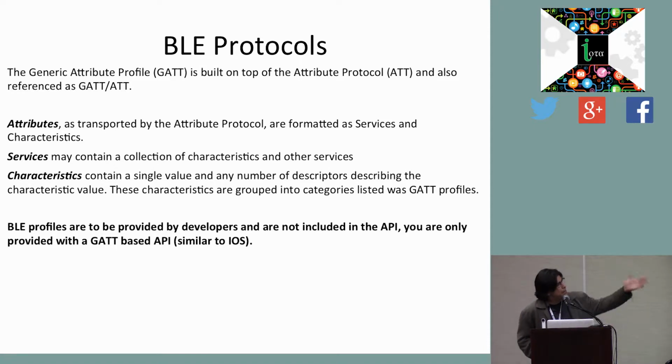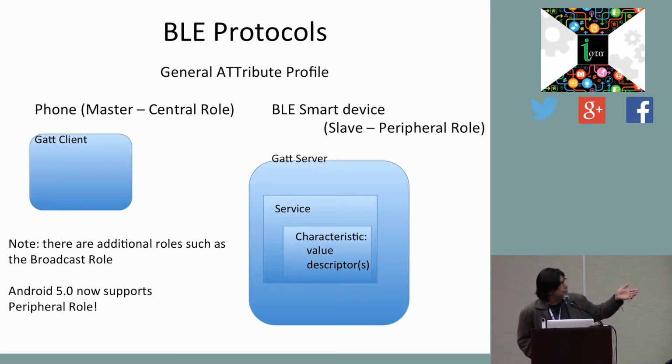So you have the basic components of BLE: attributes, services, characteristics. And services contain characteristics and so forth. But generally, the scenario is that you have a master and a slave. The master or central role is usually the phone, and the BLE smart device is usually a slave or peripheral role, although we have seen some devices that also run as master central roles.